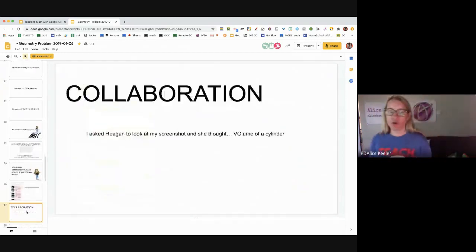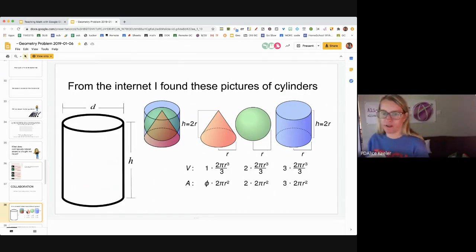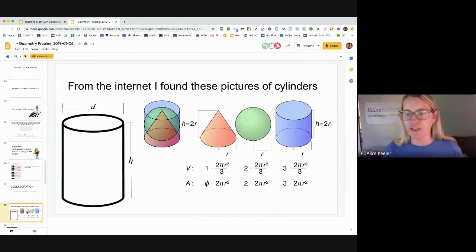So then we have to show collaboration. She turns to the student near her and says, what do you think about this? And that student's like, well, I would do volume. And my 12-year-old's like, well, I don't know how to do volume of a cylinder. Awesome. My rule is I don't tell you things you can look up. So far, I've told her nothing. All I do is I poke them.